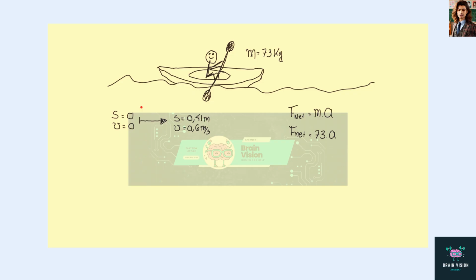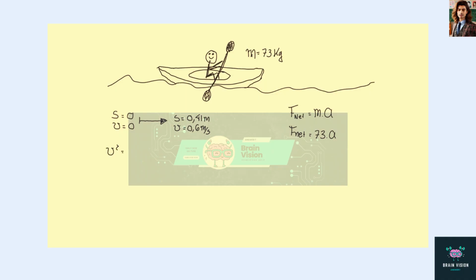Note that we don't know the time interval that it takes for the kayak to go from v equals 0 to v equals 0.6. But we know the spatial interval. So we can use Torricelli's equation to solve this question. Torricelli's equation is as follows.